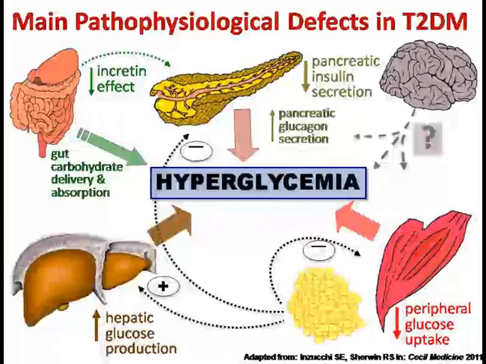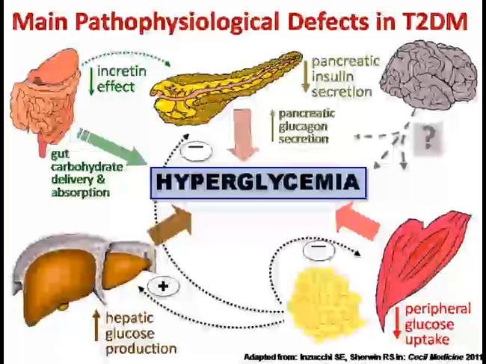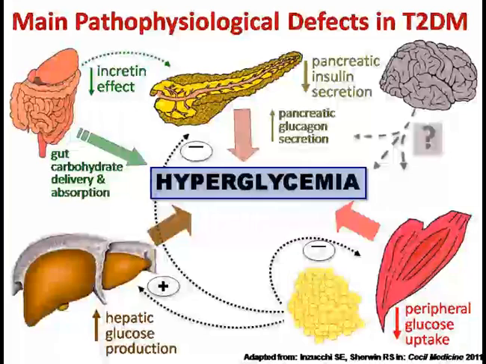And then you have the effect at the level of the brain, that there is insulin resistance at the level of the hypothalamus. You also have, though it's not shown here, the defect in the kidneys, you know, SGLT2, and these are contributing to the pathogenesis of type 2 diabetes.